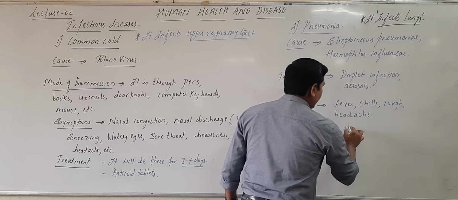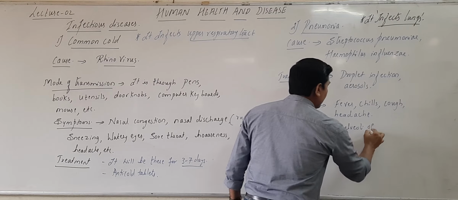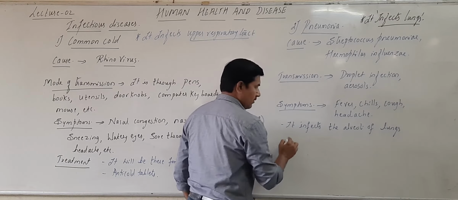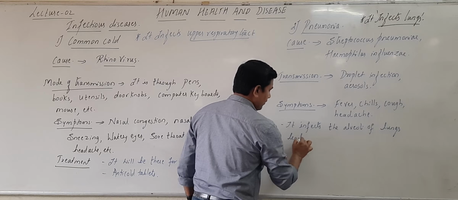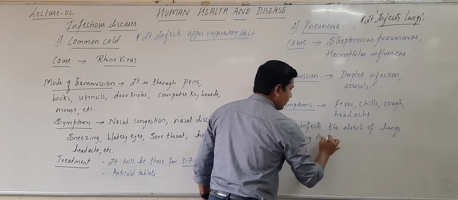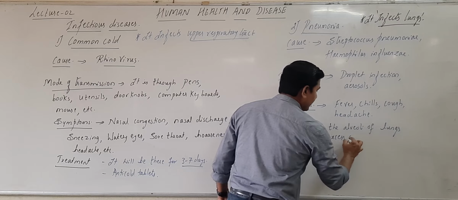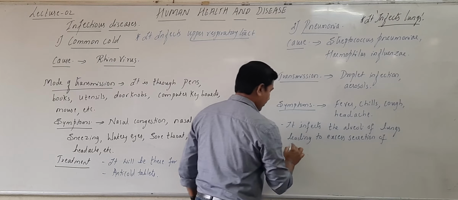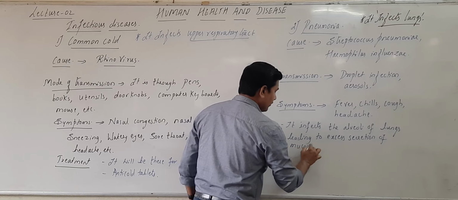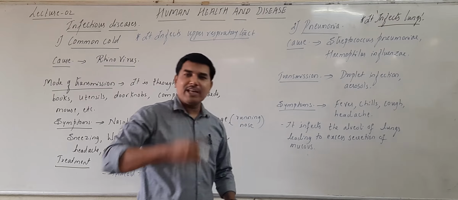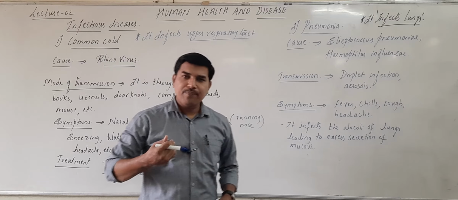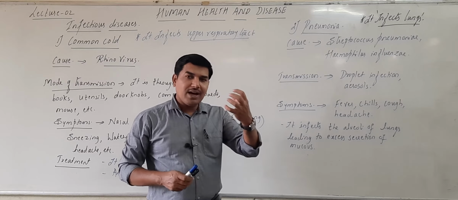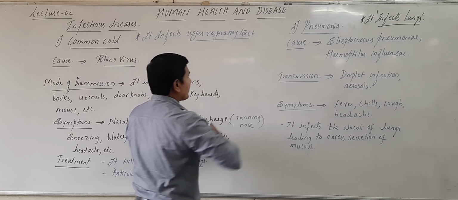the alveoli of lungs, leading to excess secretion of mucus and blocking the air passage. Air passage gets blocked. When the alveolar passage gets blocked, remember alveoli are a bunch of grape like structures.